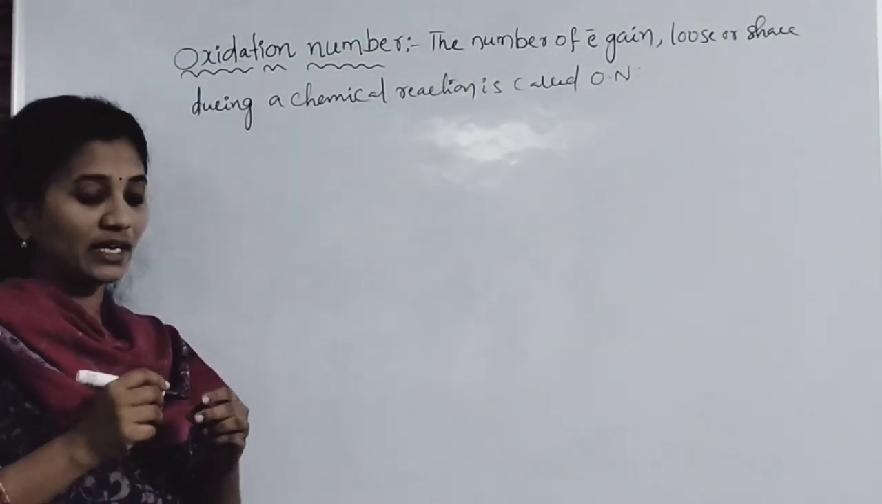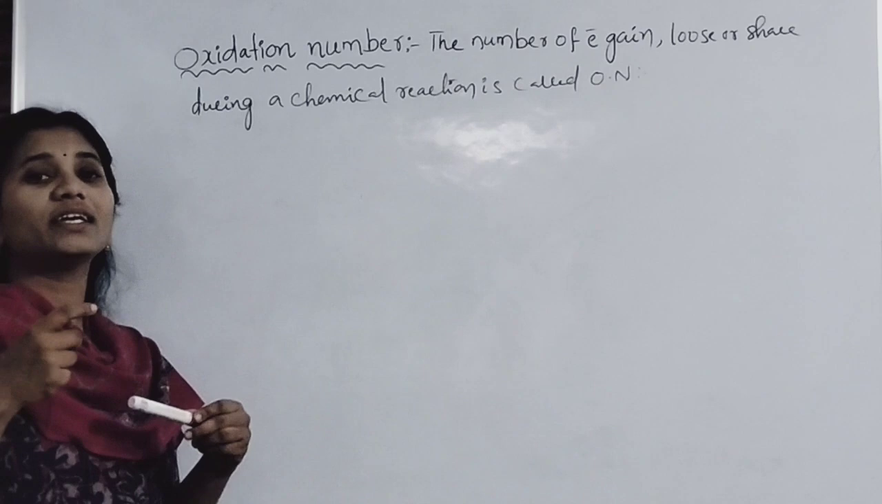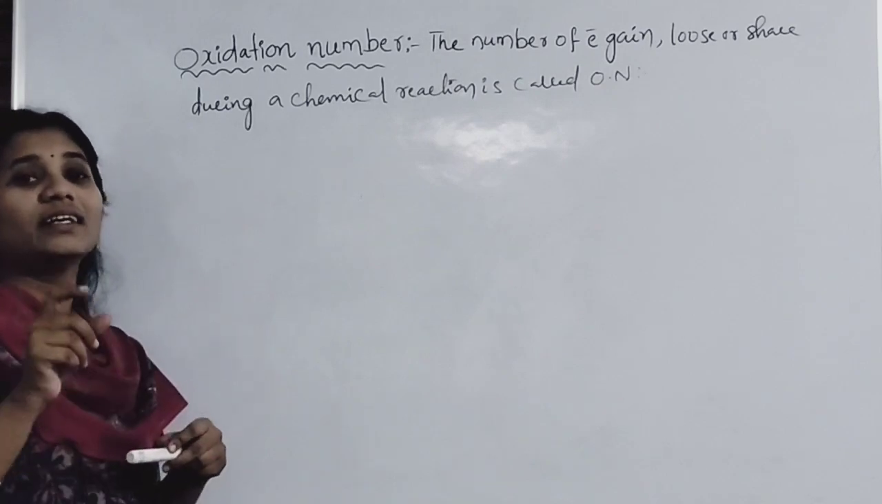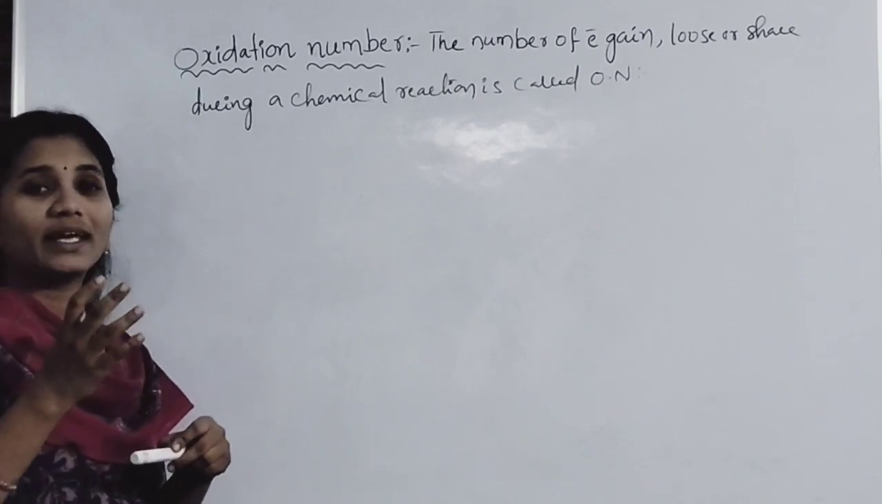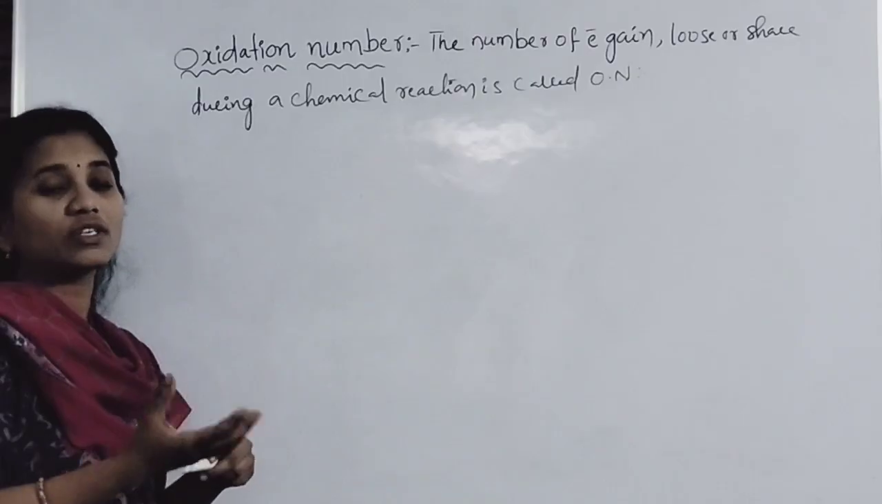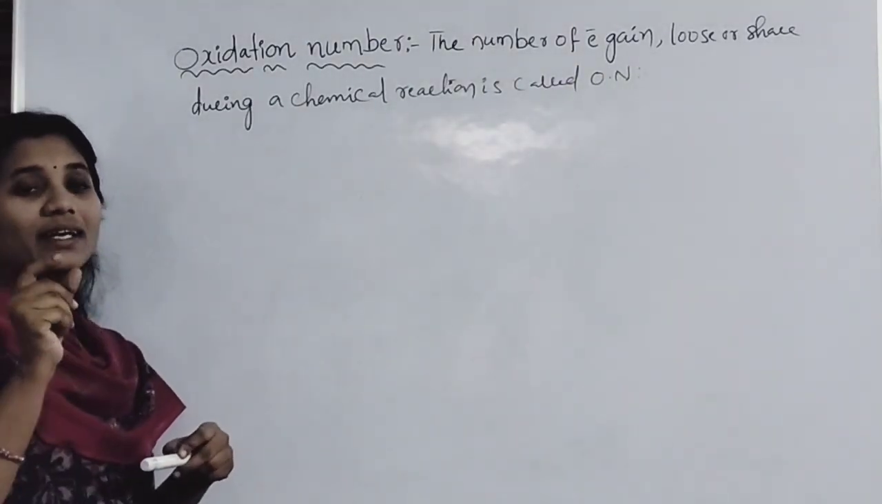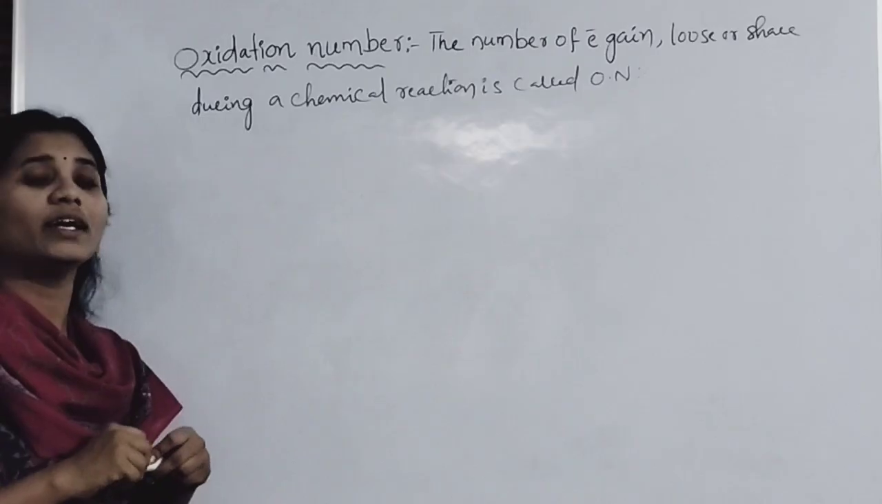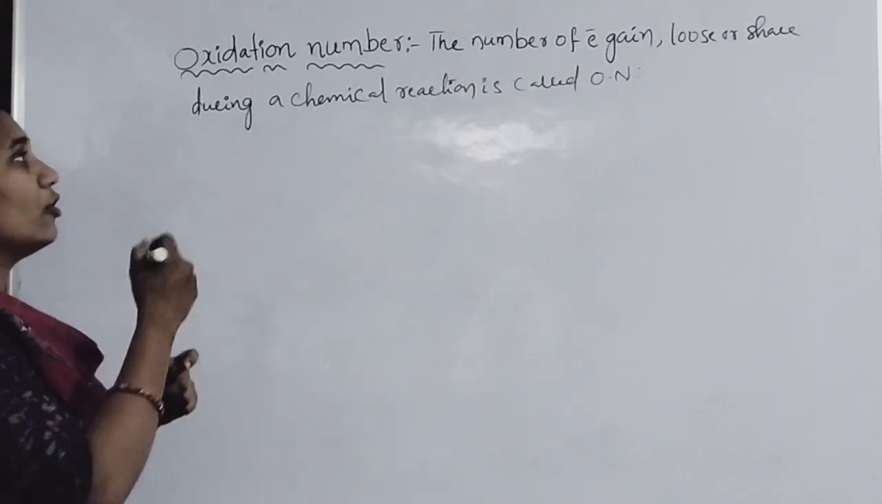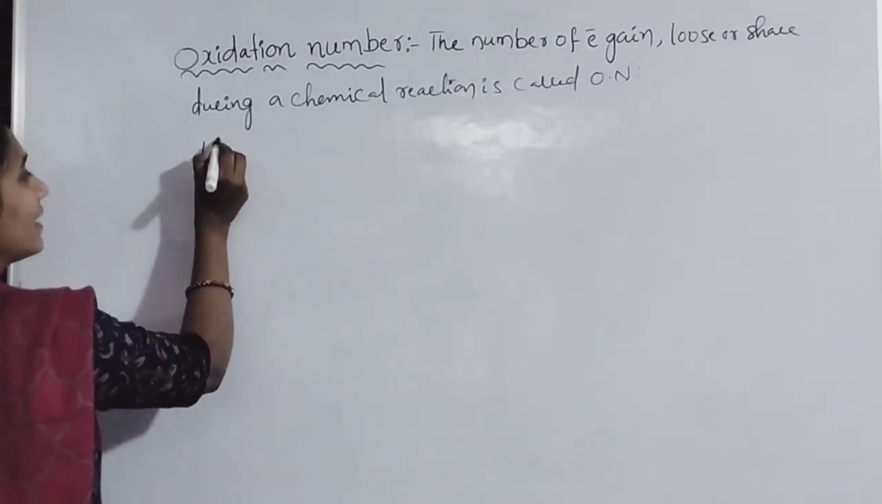See, in any chemical reaction, when a compound is about to form, the number of electrons an element is going to lose or gain is nothing but the oxidation number of an element in a given compound. Now let me take an example called NaCl.